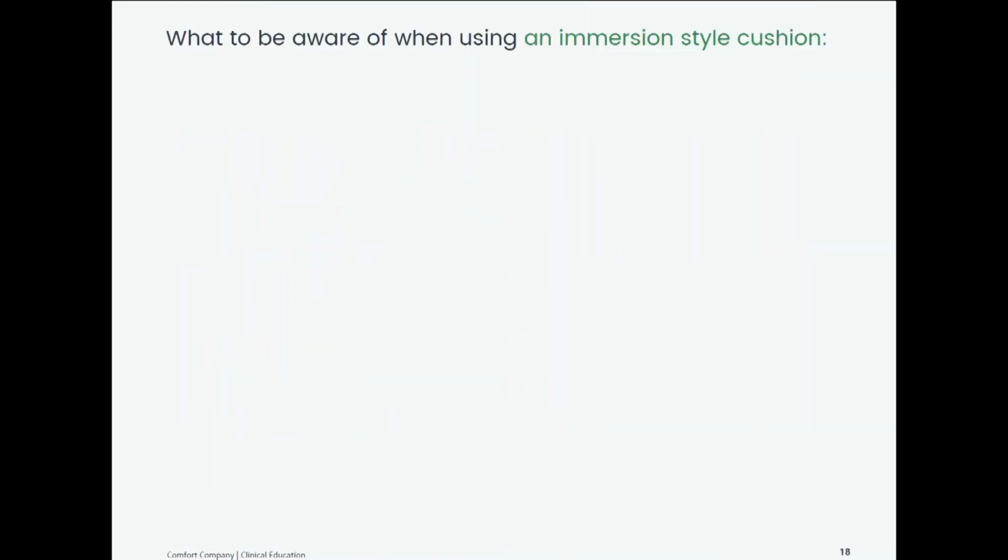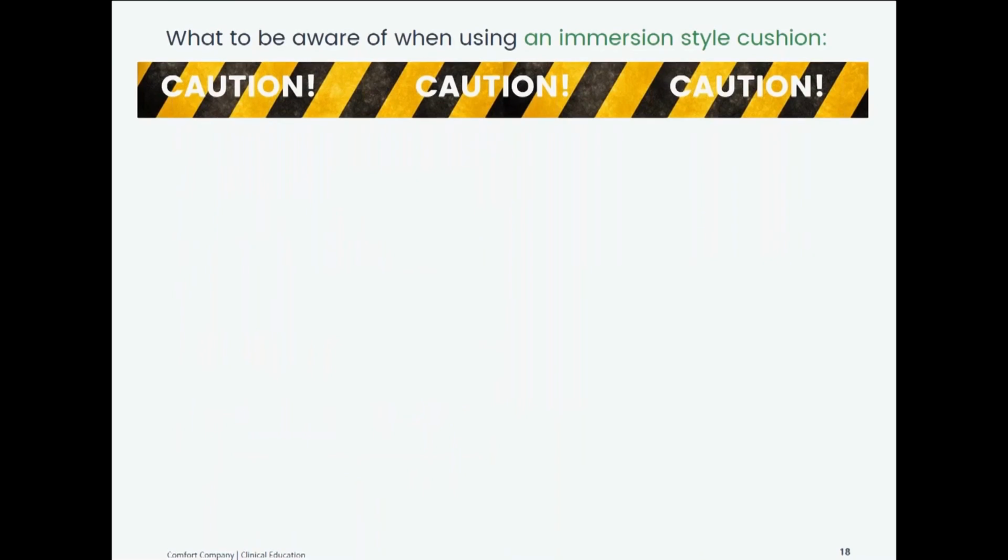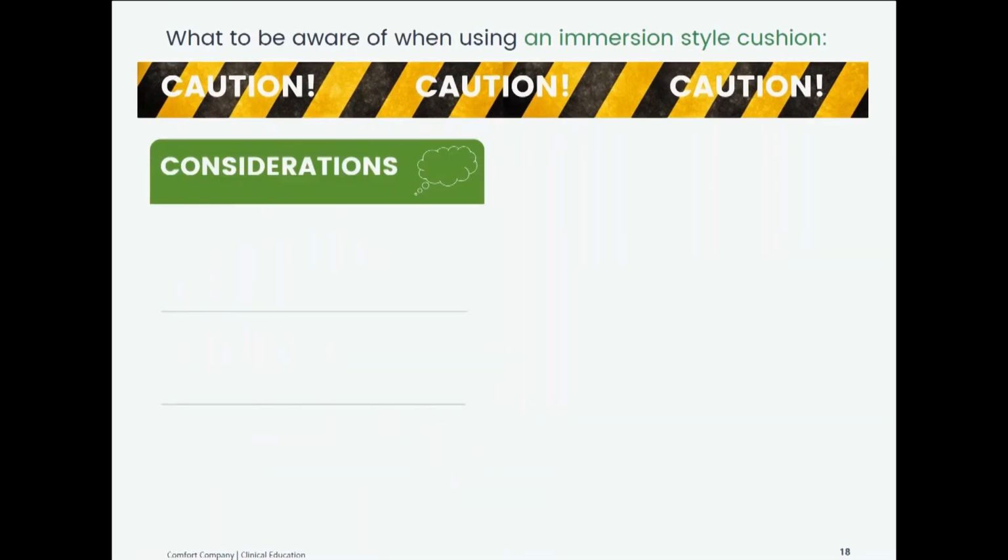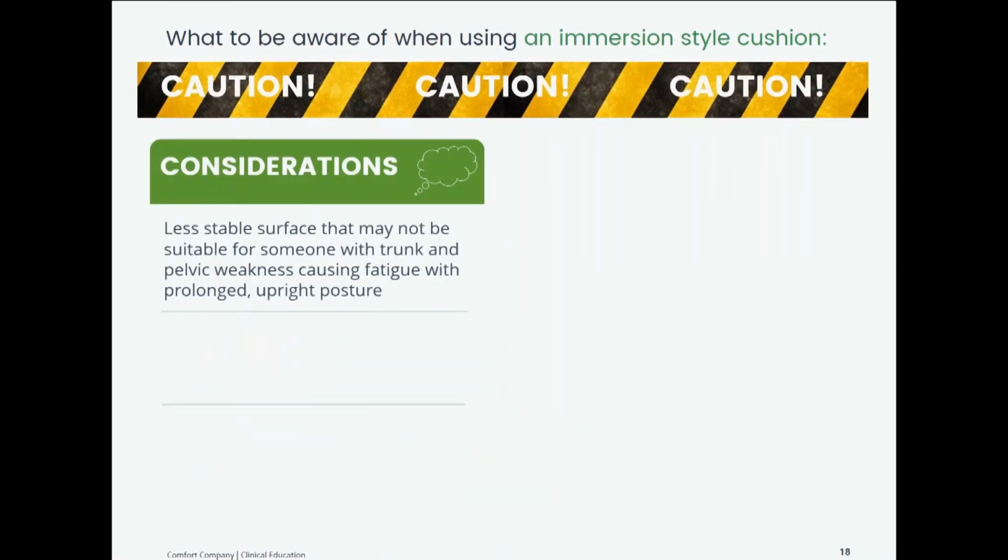But like anything, there are definitely some considerations with an immersion style cushion. And one of the main considerations is that it's not as stable of a surface. It doesn't have those contours. It doesn't lock you in. It doesn't really give you the stabilization that your patient's body may lack.